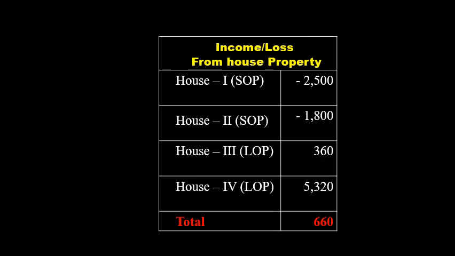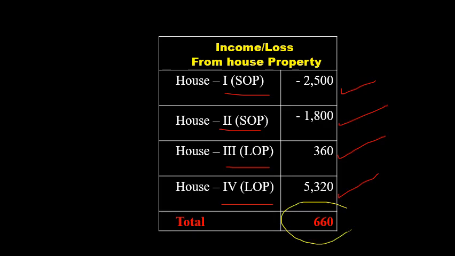This is the grand total of four houses. The first house, self-occupied, is a loss of 2,500. The second house, self-occupied, has a loss of 1,800. The third house is a let out property, there is income of 360. And the fourth house is also a let out property, and there the income is 5,320. The total income of the four houses is 660 for the previous year. The total income from house property is 660.